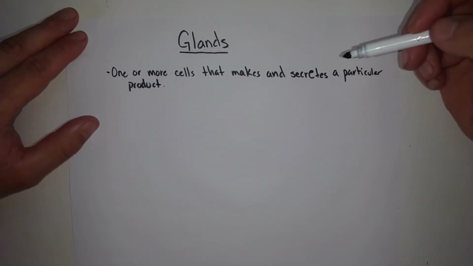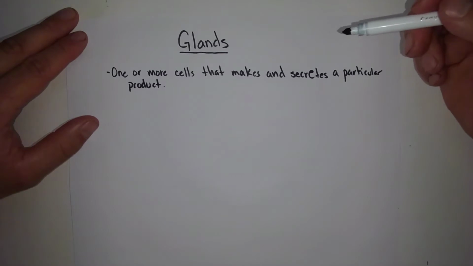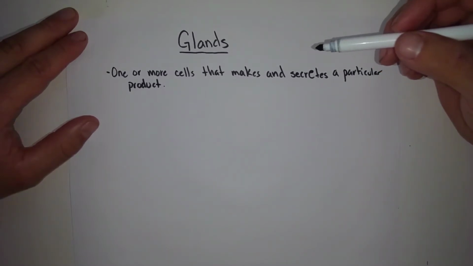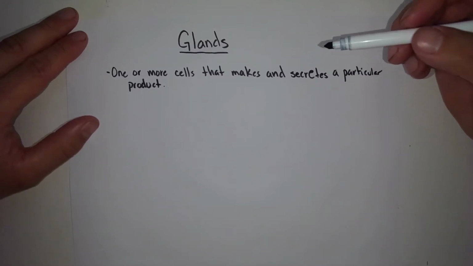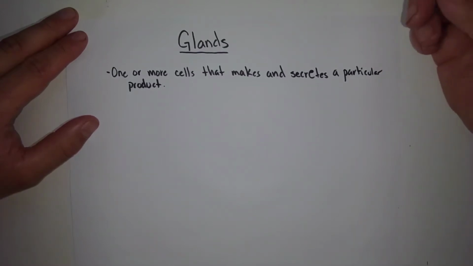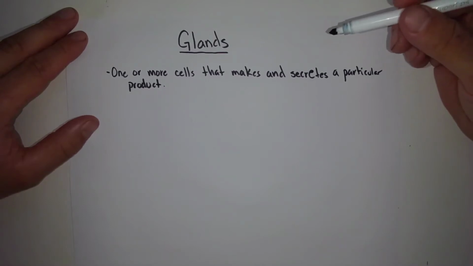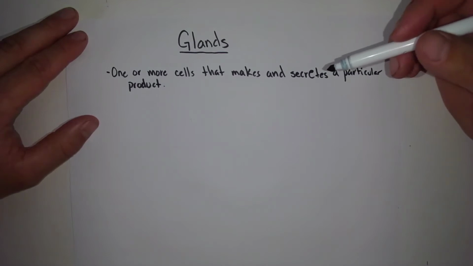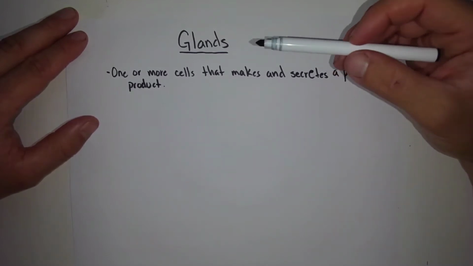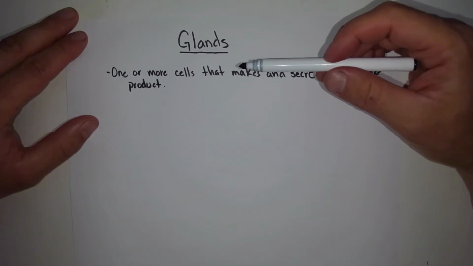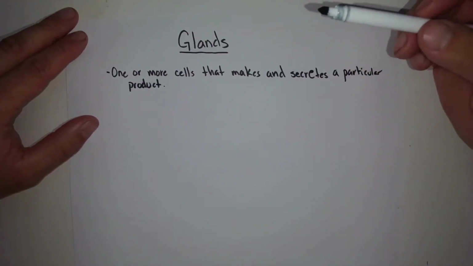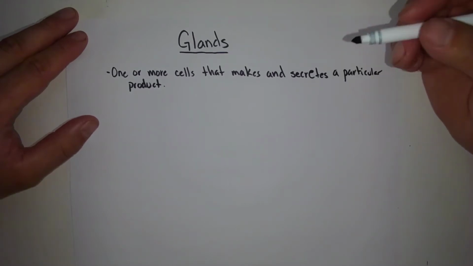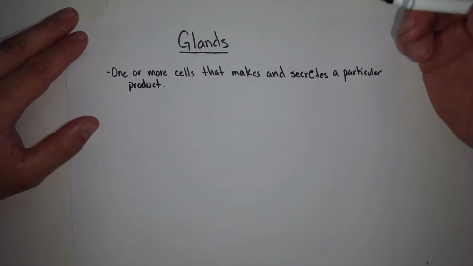Likewise, tissues, two or more cells, when they get together with a common or related function, can be considered a gland. And even organs, like the liver, can be considered a gland. And when somebody considers the liver as a gland, they're thinking of groups of multiple cells that are making and secreting a product. Now, the liver, for example, is both an endocrine and exocrine gland.